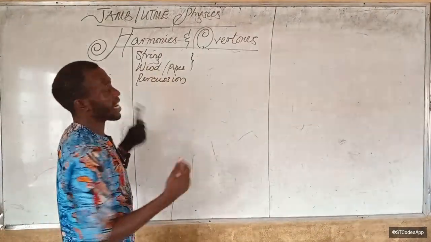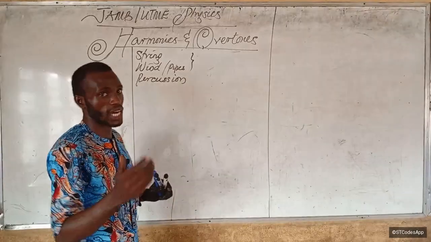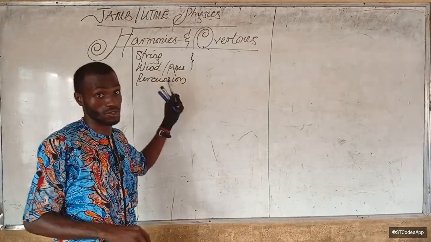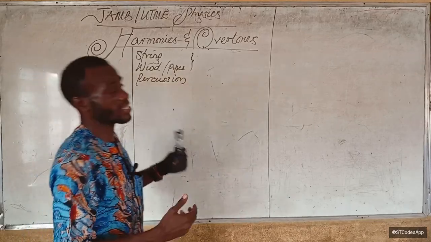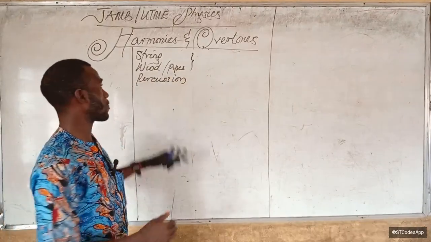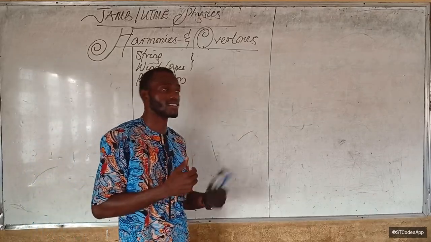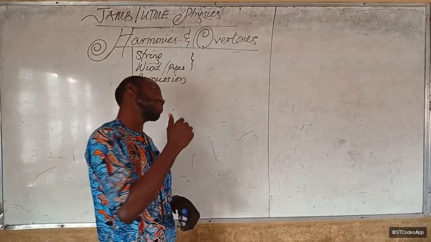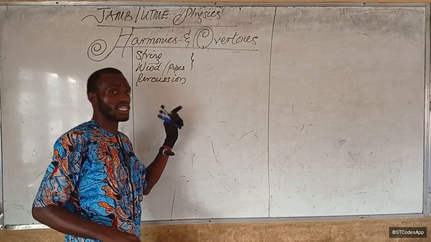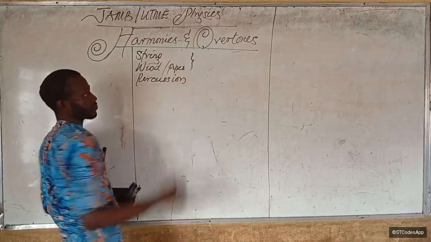Now, how do we analyze string and wind instruments? Before we analyze them, we have to understand first the types of instruments that are string, and those are the guitar, the violin, the viola, keyboard, etc. Then the wind instruments: trumpet, sax, trombone, flute, etc. All of those are wind instruments. Now, how do you analyze both of them?